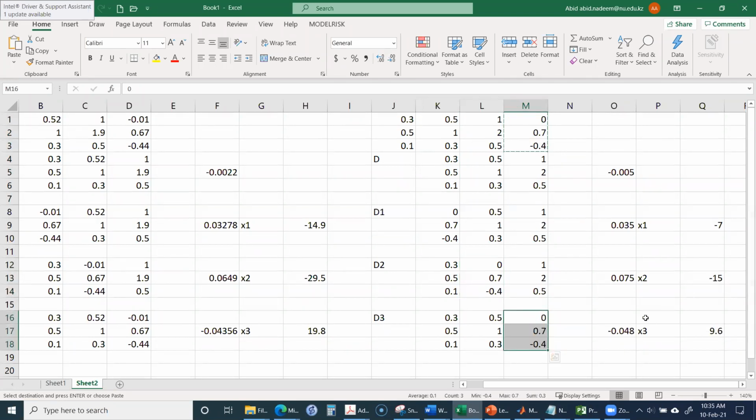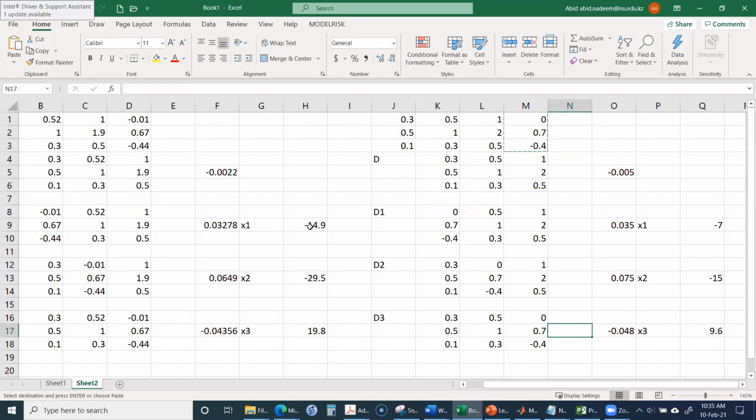So now I can see that the solution is this: minus 7, minus 15, and 19.6. Okay, so the solution is not the same. Instead of minus 14.9 it is minus 7, and instead of minus 29.5 it is minus 15, and instead of 19.8 it is 19.6. Yeah, it looks like the solution values have almost become half.